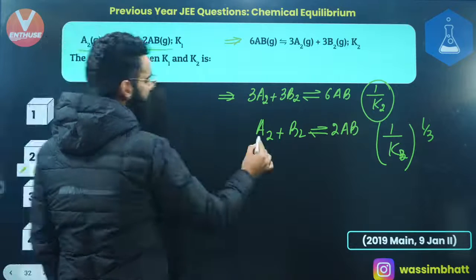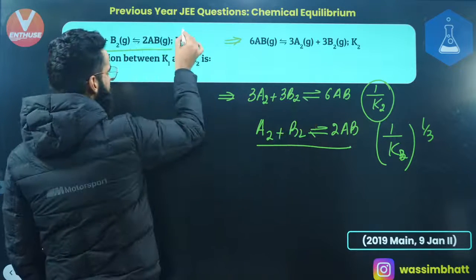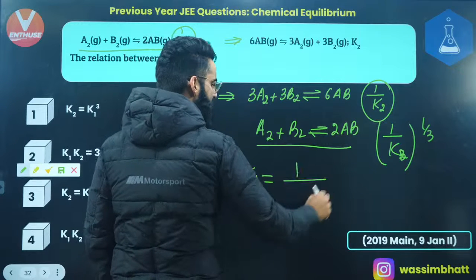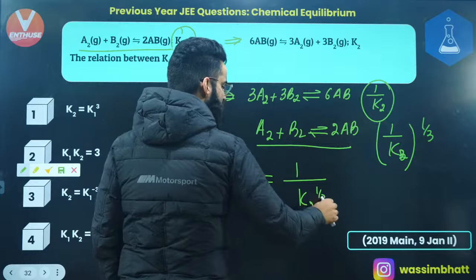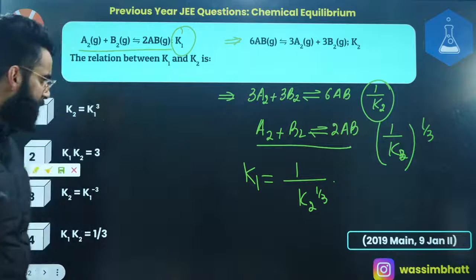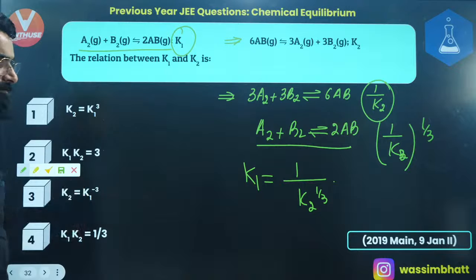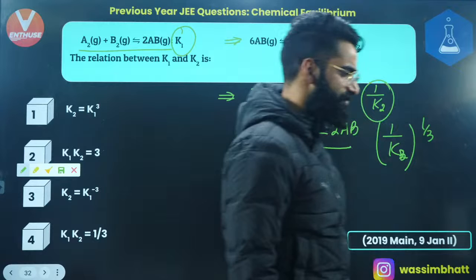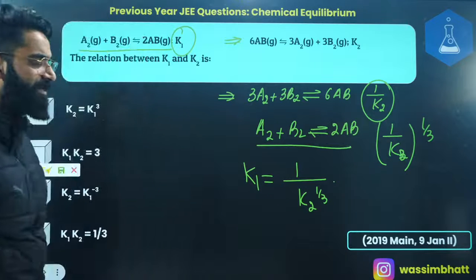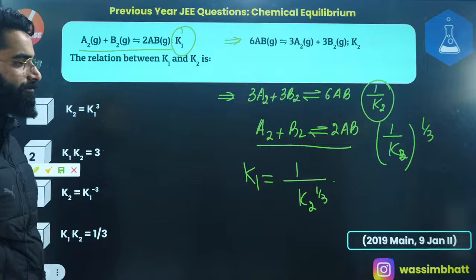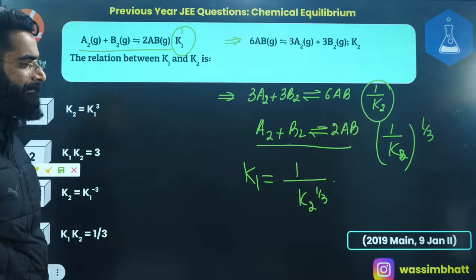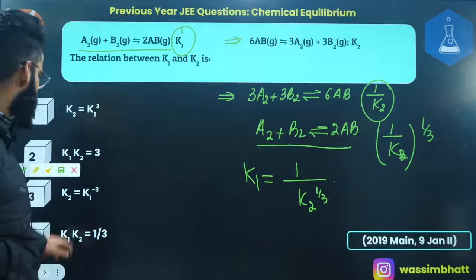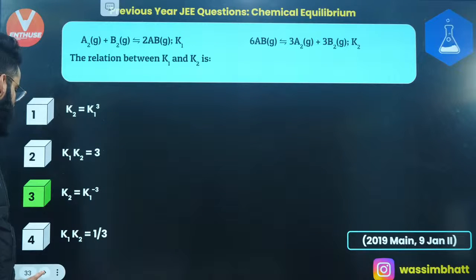Just look at this reaction, right? Both are same. So K1 value must be equal to this. So K1 is equal to 1 divided by K2 raised to the power 1 by 3, right? It's done, correct? Okay, is it clear to everyone? Let me know in the chats fast, if it is clear, so that I can move on to one more. Perfect? Absolutely. So finally, you got the answer.